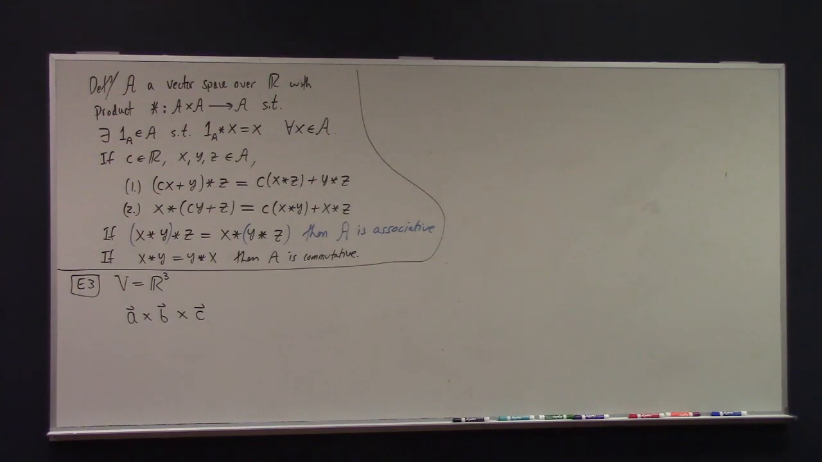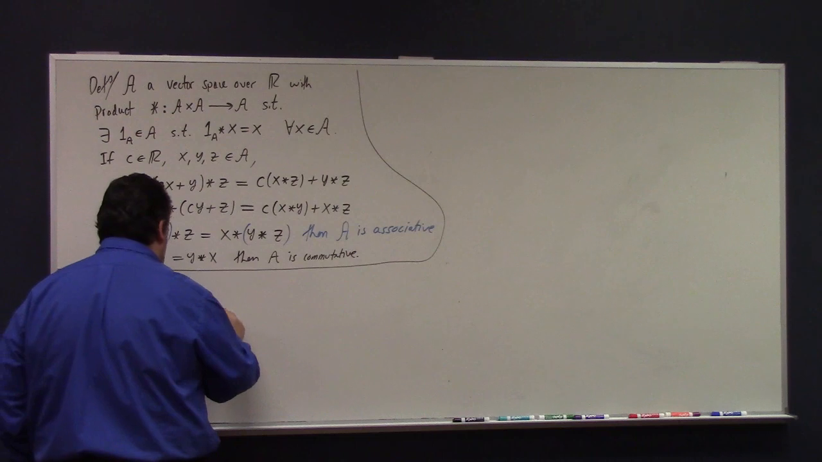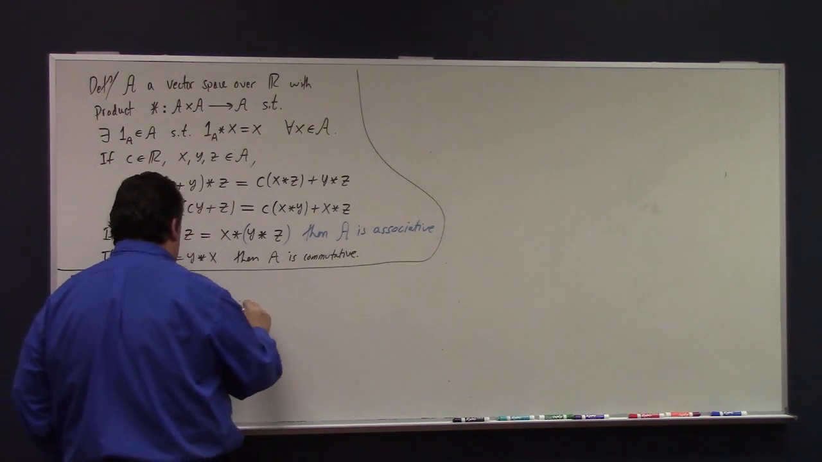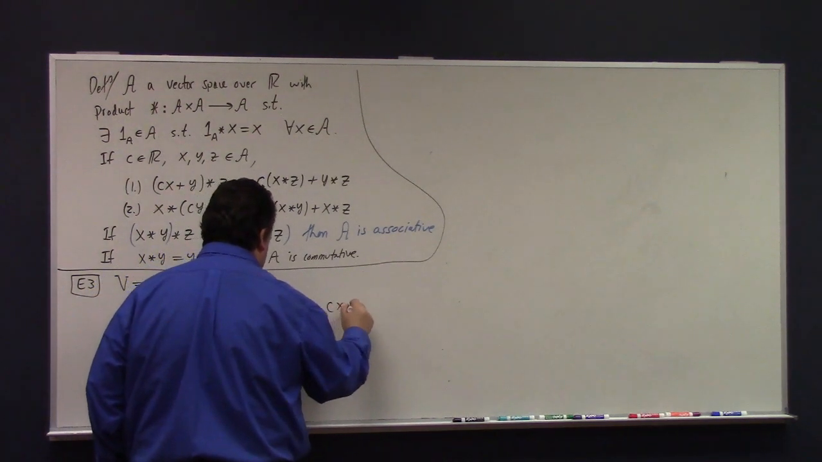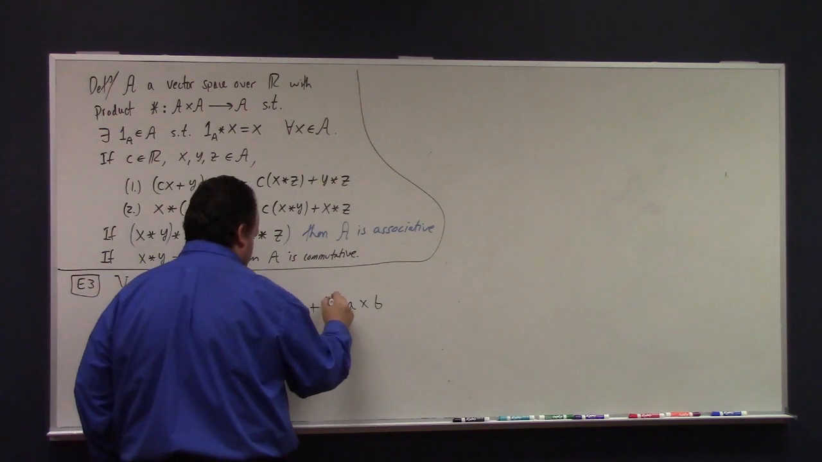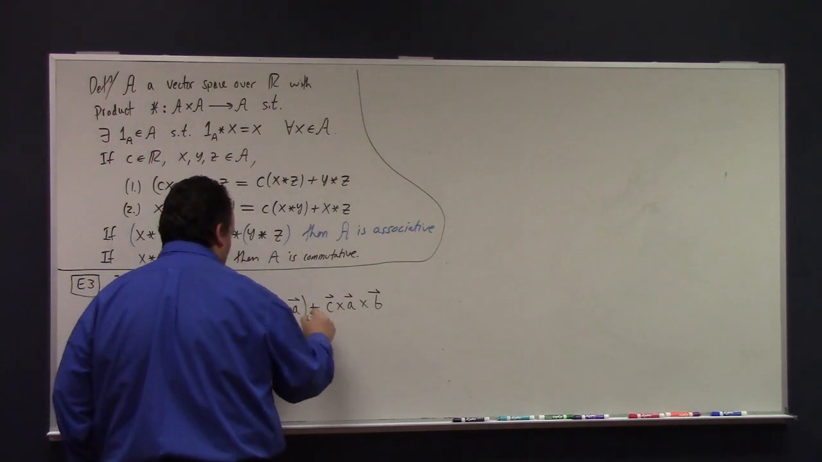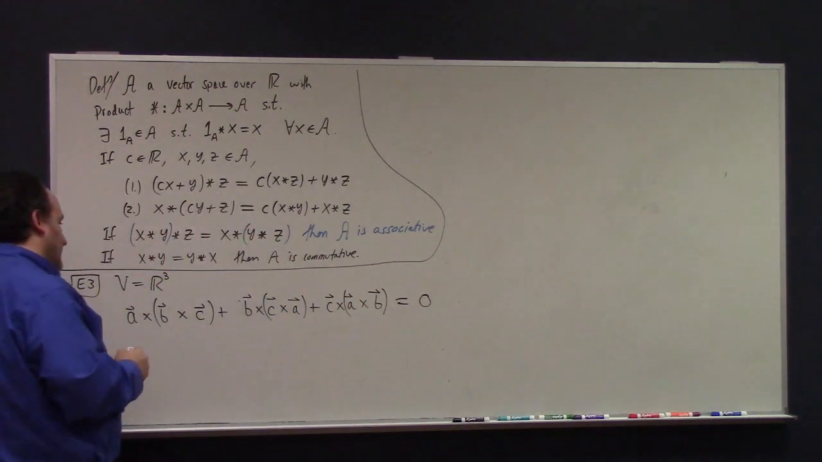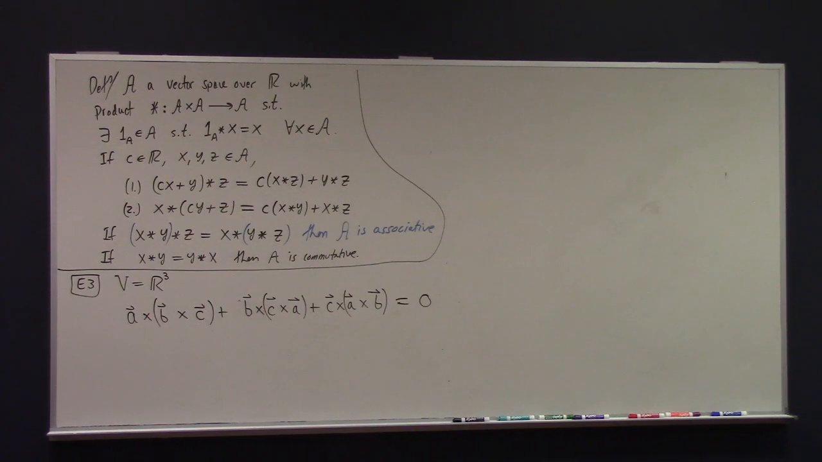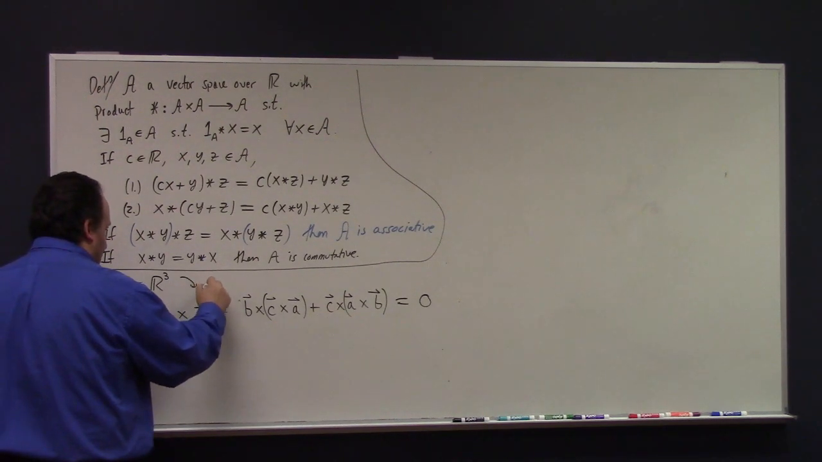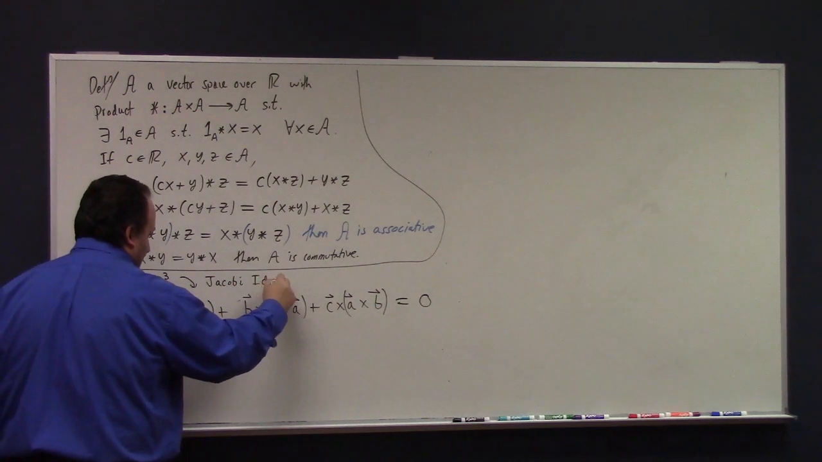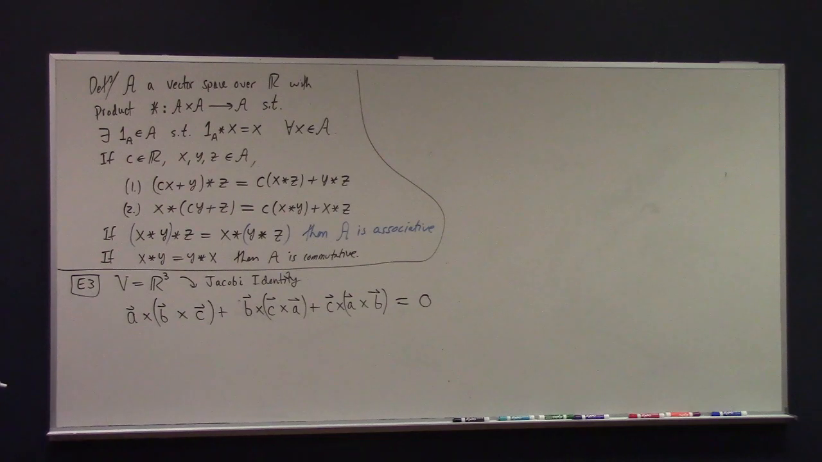In fact, the cross product satisfies the following. It satisfies that this plus, oops, my bad. So that is the identity that the cross product satisfies. That is essentially describing how far from associative the cross product is. This is the so-called Jacobi identity. And so essentially, if you have a vector space with a product which satisfies the Jacobi identity, it's called a Lie algebra.